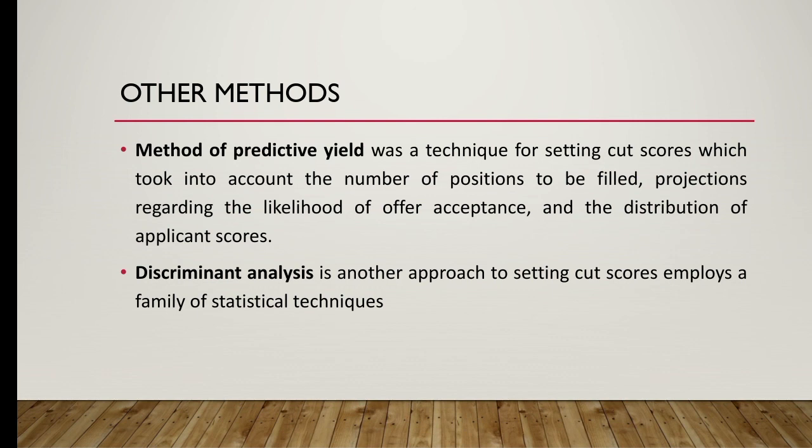Another approach to setting cut scores employs a family of statistical techniques called discriminant analysis, also referred to as discriminant function analysis. These techniques are typically used to shed light on the relationship between identified variables, such as scores on a battery of tests, and, in some cases, naturally occurring groups, such as persons judged to be successful at a job and persons judged unsuccessful at a job.